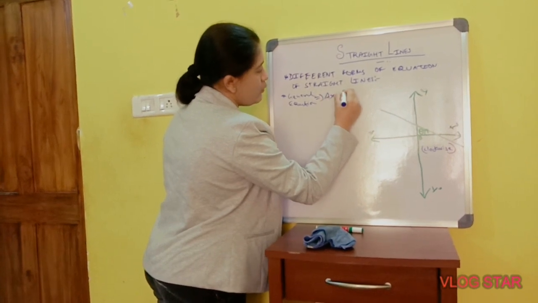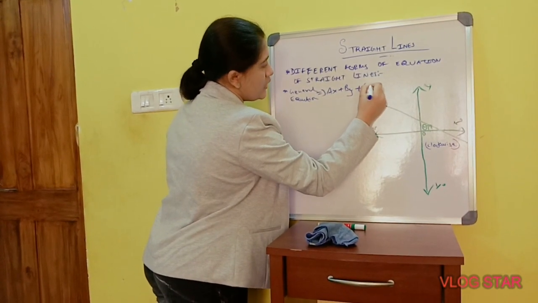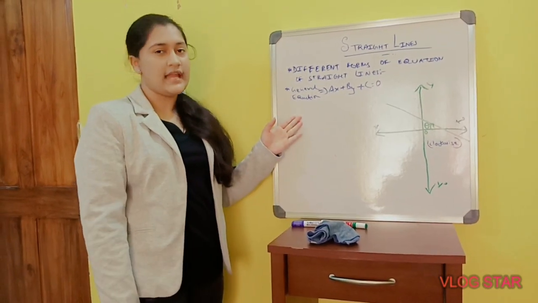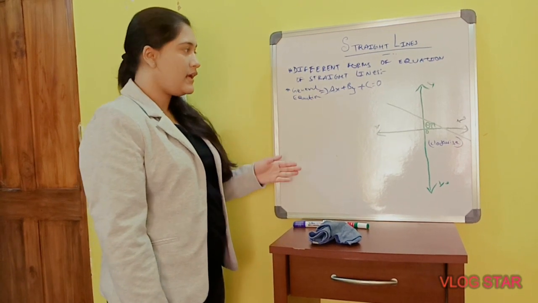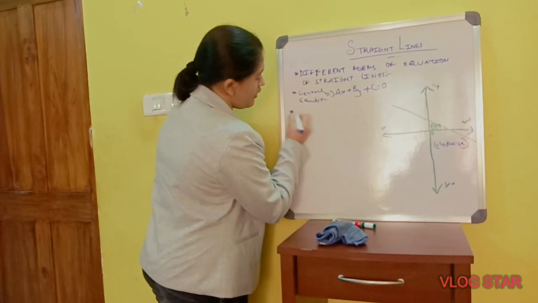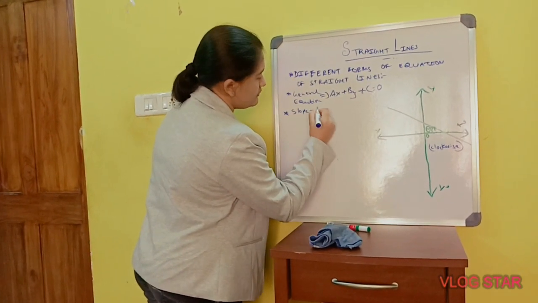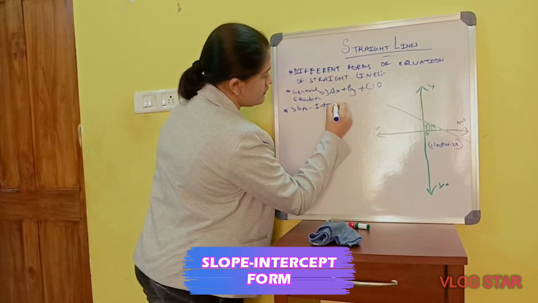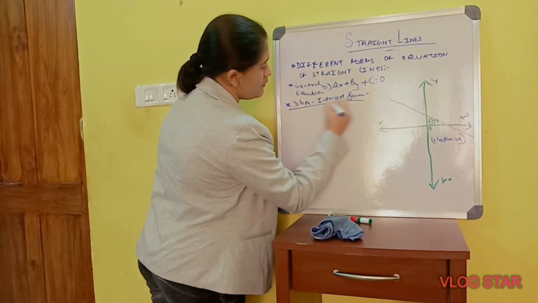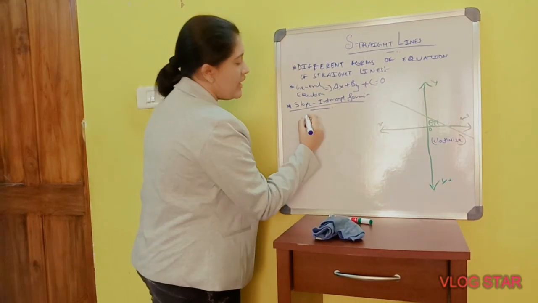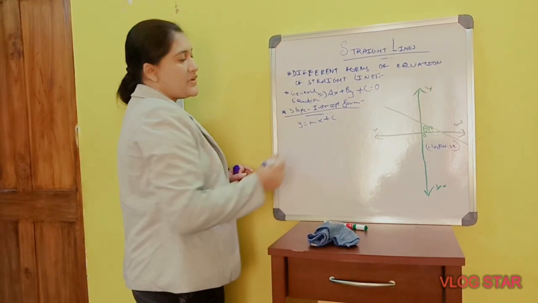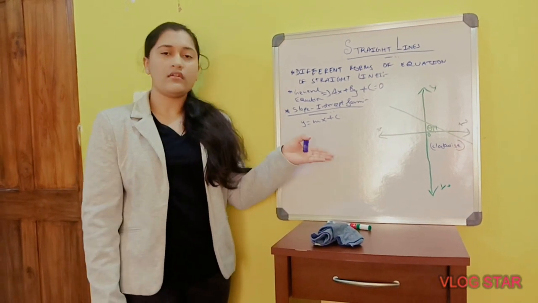ax plus by plus c is equal to 0. This is the general equation of a straight line. Now, here many forms of equation come. First, let us study about the slope-intercept form. Here the formula for slope-intercept form is y is equal to mx plus c. We know m represents slope, c represents y-intercept.